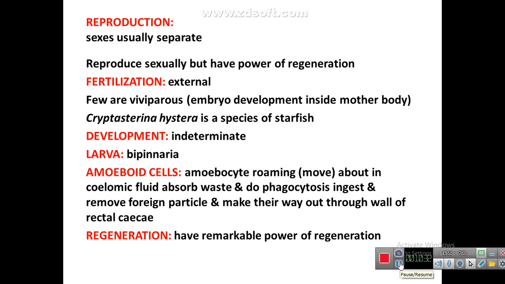Amoeboid cells: amoebocytes roaming about in the coelomic fluid. Roaming means to move about freely in the coelomic fluid. Their function is to absorb waste and do phagocytosis, ingest and remove any foreign particle, and make their way out through the wall of the rectal caecum. Means the amoeboid cells move freely in the coelomic fluid. Whenever they find some waste or any foreign particle, they will phagocytose it and bring it to the rectal caecum for release from the body through the anus. Means waste material will be moved out of the body.